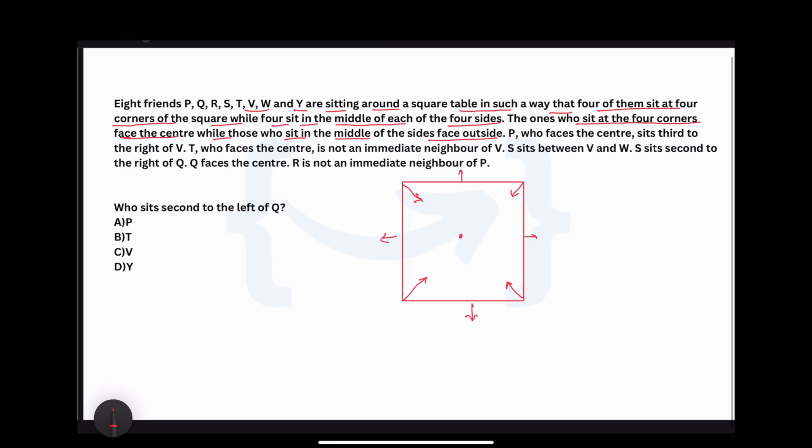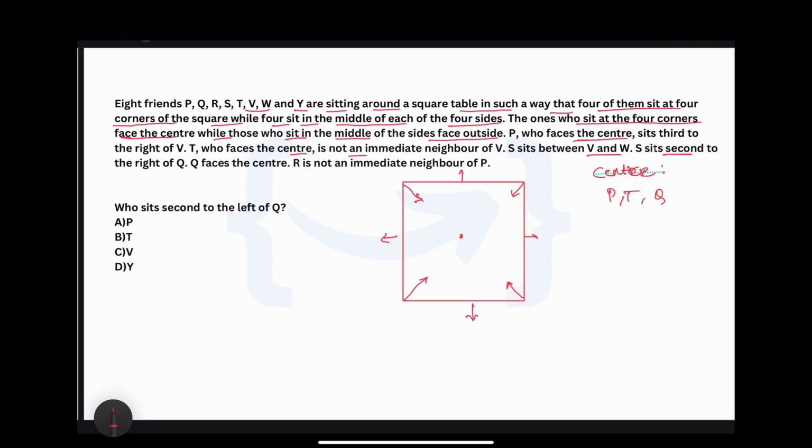Clear? So now whose face is the center? So P faces the center. In this type of question, try to gather as many people as you can who make your question easy. If I find the center people, then it will be easy. So P is the center, sits third to the right of V. T faces the center. S is not immediate neighbor of V. S sits between V and W. S sits second to the right of Q, and Q also faces the center. R is not immediate neighbor of T. Clear. So we have P, T, Q as center.